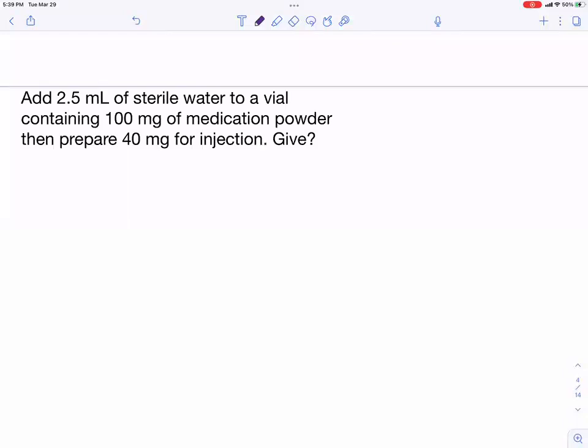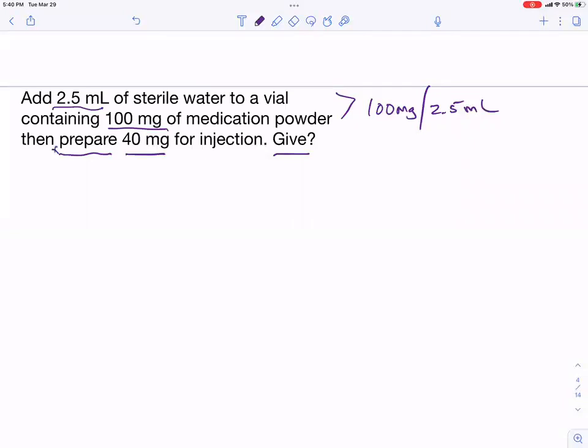So pause it here if you want to try it by yourself, and then come back and see if you got the answer right. So it says add 2.5 milliliters of sterile water to a vial containing 100 milligrams of a medicated powder. So right there, I should be thinking, all right, 100 milligrams in 2.5 milliliters. Then prepare 40 milligrams for injection. What am I going to give?